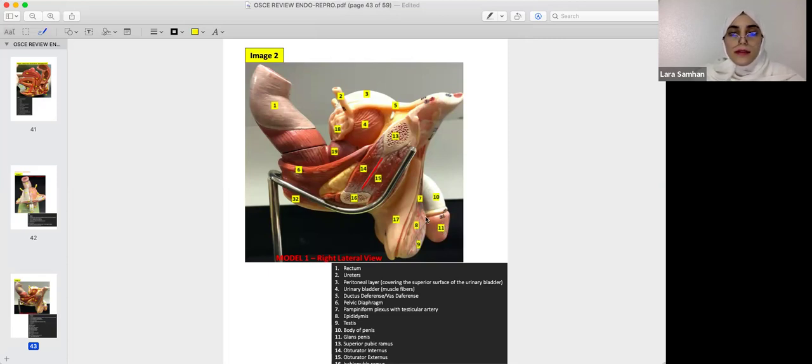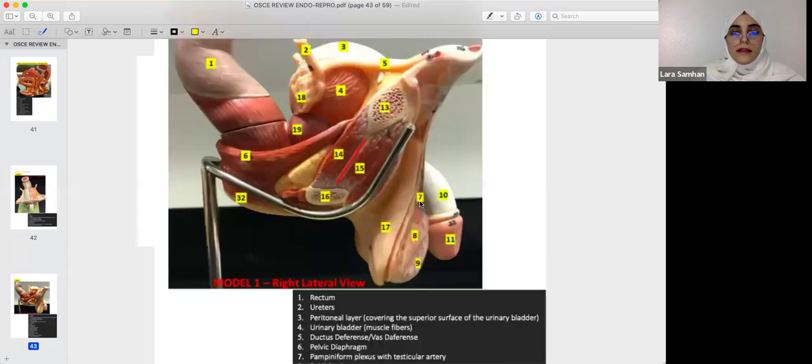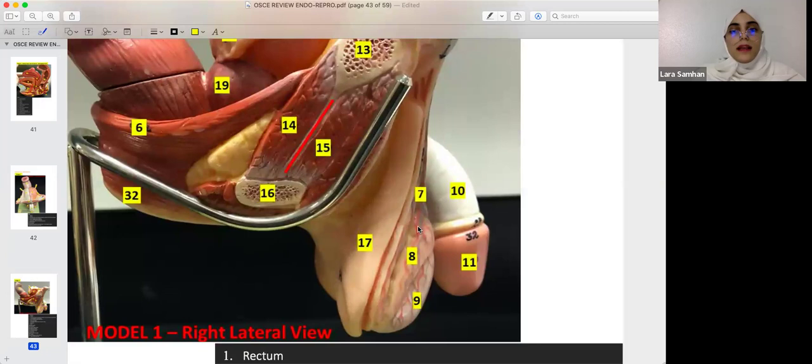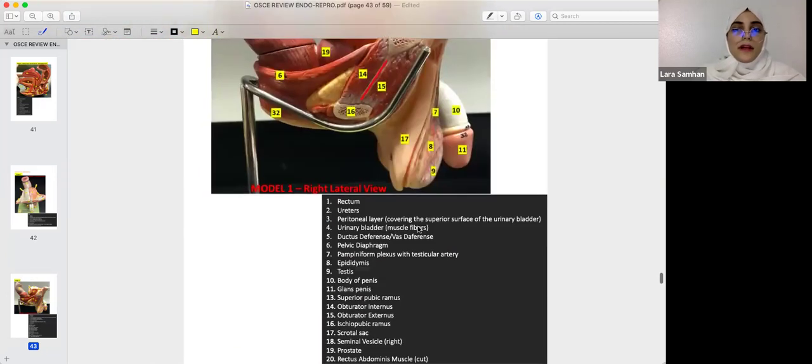We have in here these structures all the way from the back. It's going to be the epididymis. Okay, and we have the small structure, which is the testis. We have in here the pampiniform plexus. As we said, it's the plexus that has arteries and veins.